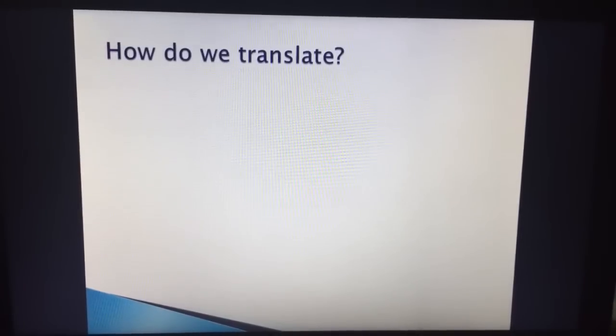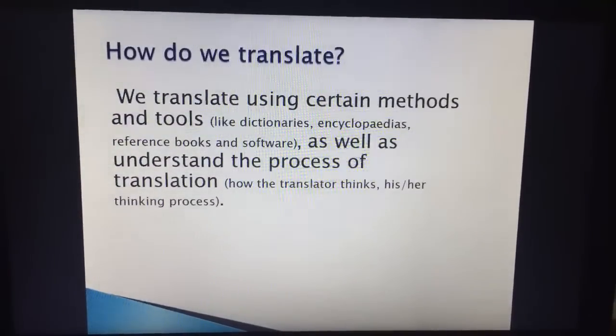But how do we translate? Well, we translate using certain methods and tools. The methods, I can cover them another time. Vinay and Darbelnet used some methods, or strategies, also the direct translation as opposed to oblique translation, which are strategies, and under which there are also procedures. The same applies to Newmark. He's got so many procedures and strategies used.